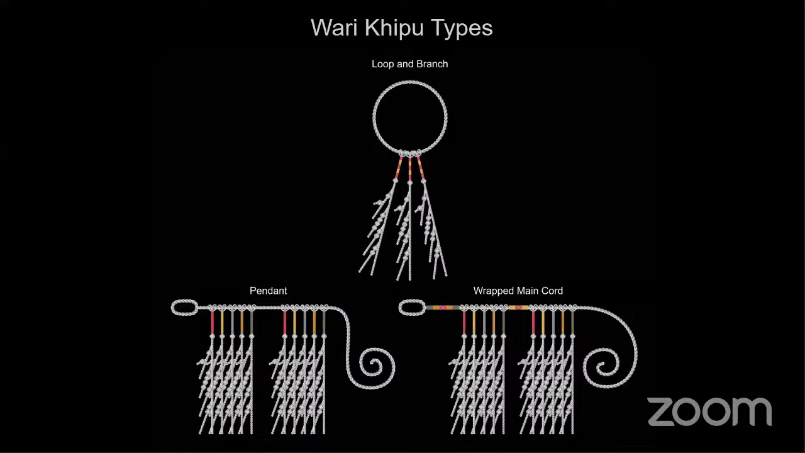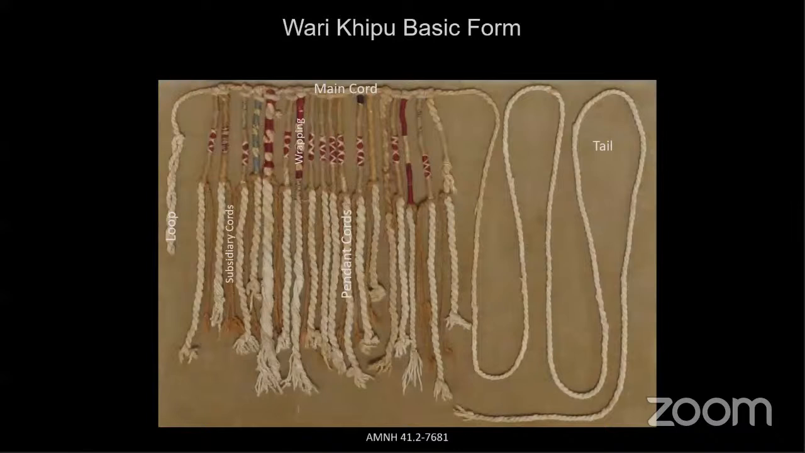Wari Khipus come in at least three types: loop and branch, shown here, pendant, and what I call wrapped pendant. Pendant type Wari Khipus are similar to the Inca standard Khipu, having multiple pendant cords attached to a main cord, but with a loop instead of a knot. The wrapped pendant type differs from the pendant type only in that their main cord has wrapping between the first loop and the first group of pendant cords and between each group of pendant cords. Like Inca Khipus, pendant and subsidiary cords are attached with cow hitches.